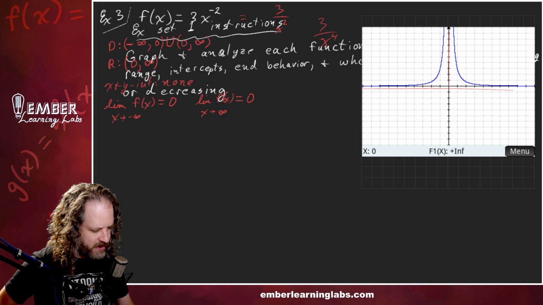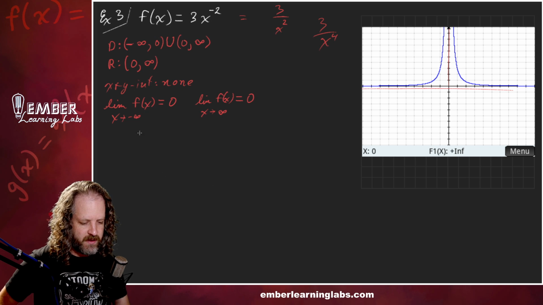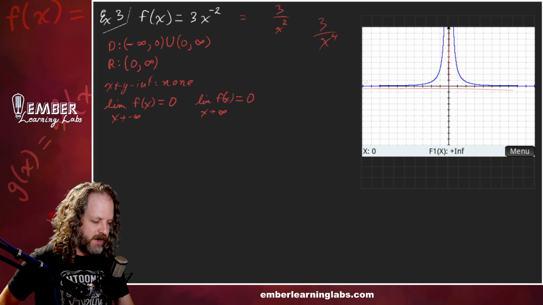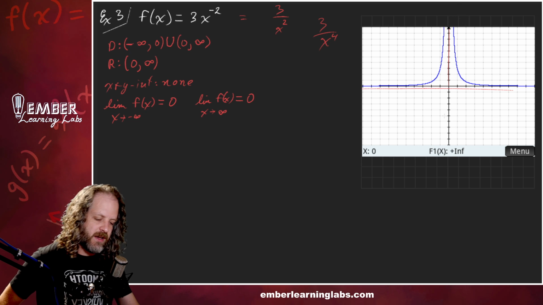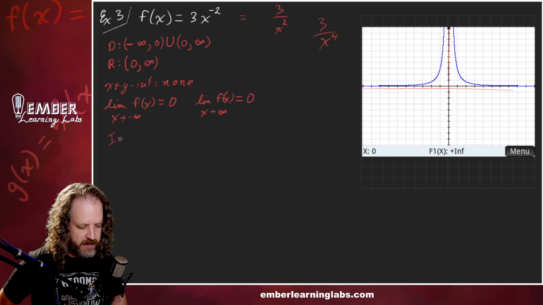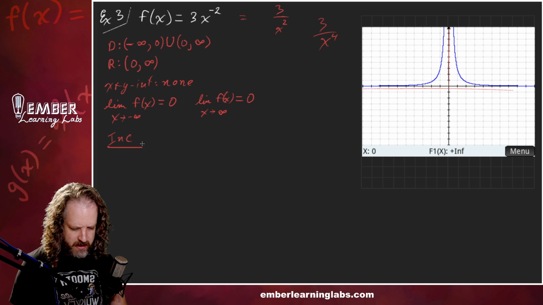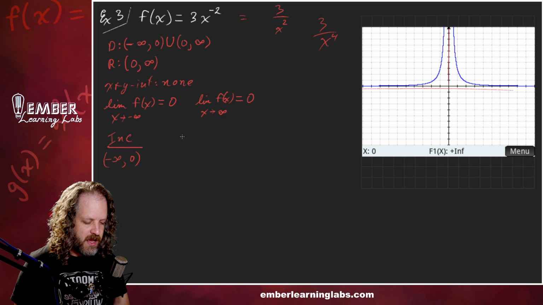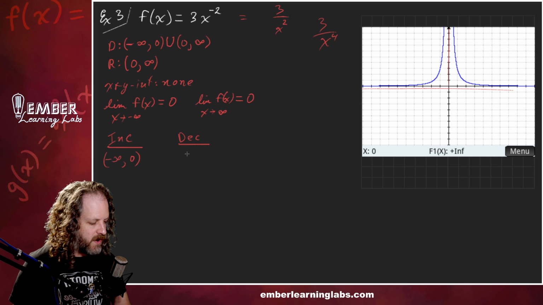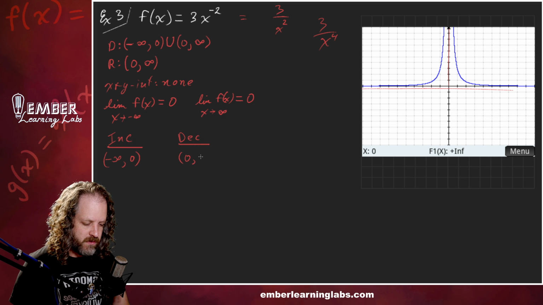Now, the increasing and decreasing, I think, is the last thing: where it's increasing or decreasing. True enough. So it is increasing from negative infinity to 0. It's going up here, and it's decreasing on the other side. So it's increasing on the interval negative infinity to 0, and it is decreasing from 0 to positive infinity.